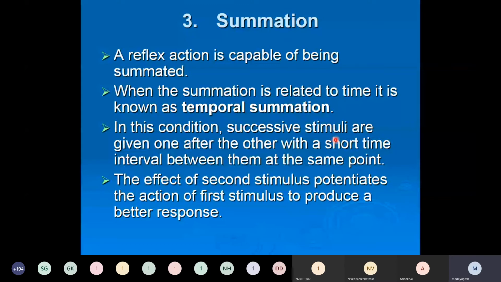Successive stimuli are given one after the other with a very short time interval between each of them at the same point. You are giving a stimulus at the same point at two different points of time, with a very small interval. So this is the temporal summation. The effect of the second stimulus potentiates the action of the first stimulus to produce a better response.